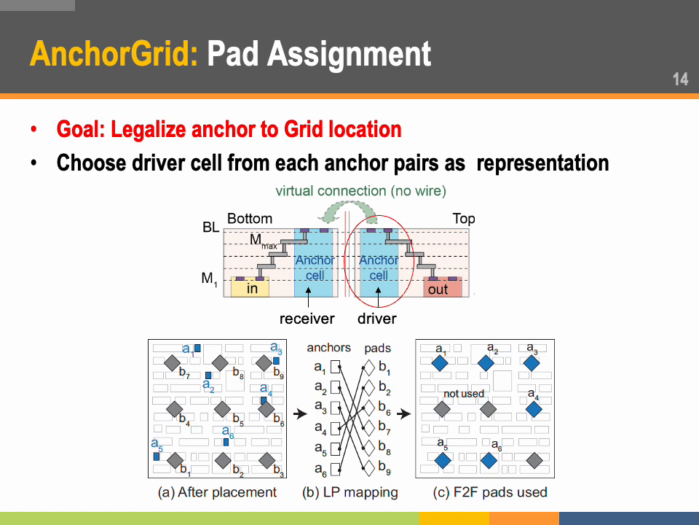After the placement optimization step, we assign the anchors to grid locations based on the user-specified face-to-face pitch. Since each 3D net contains two anchor cells, we select the driver cell as the 3D net location, and we remove any unused face-to-face grid location.